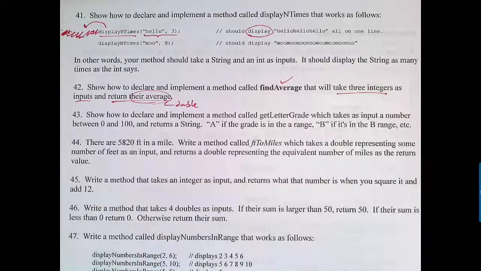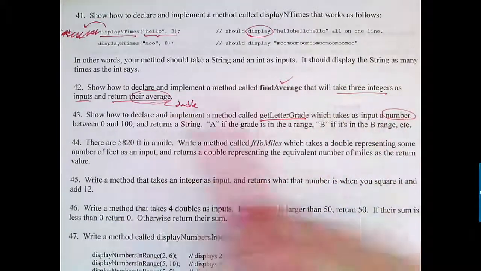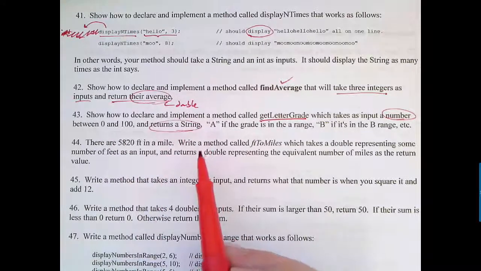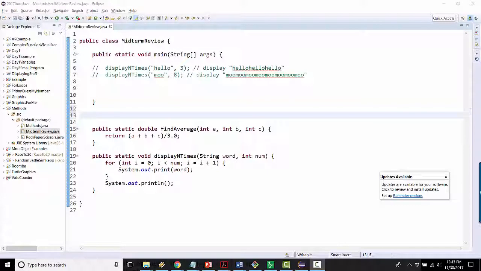All right, let's look at the next problem. The next problem says show how to declare and implement a method called getLetterGrade, that's the name, which takes as input a number and returns a string. So there's one input and one return value. All right, so let's do that.